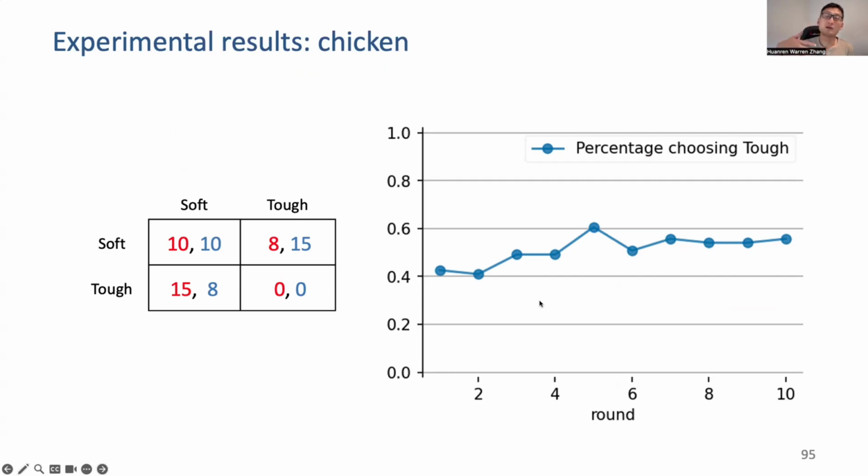And of course, whether you want to choose soft or tough will depend on the situation. If you believe most other people are soft, then it's best for you to play tough. If you believe most other people are tough, then it's best for you to play soft, right? So that's why it's also called the hawk-dove strategy in evolutionary biology, right?